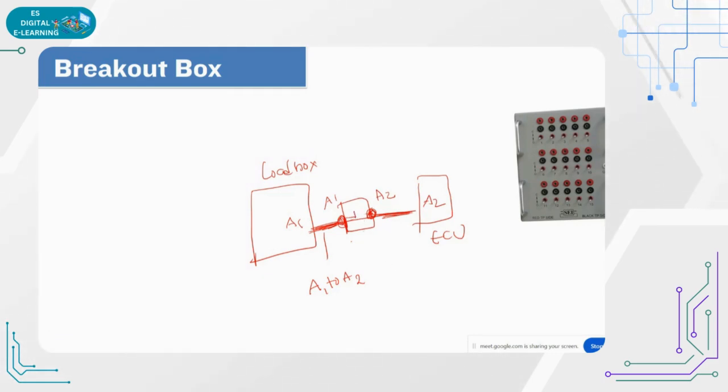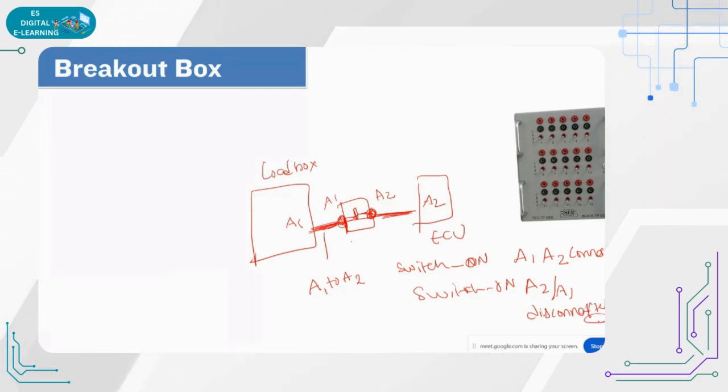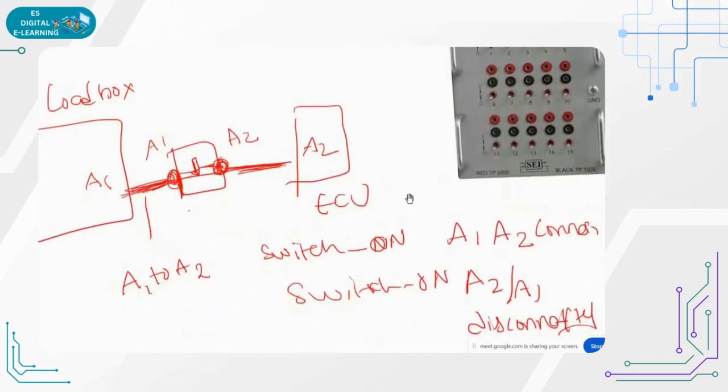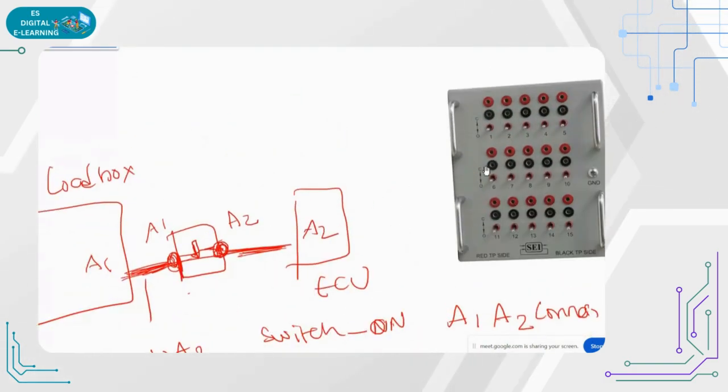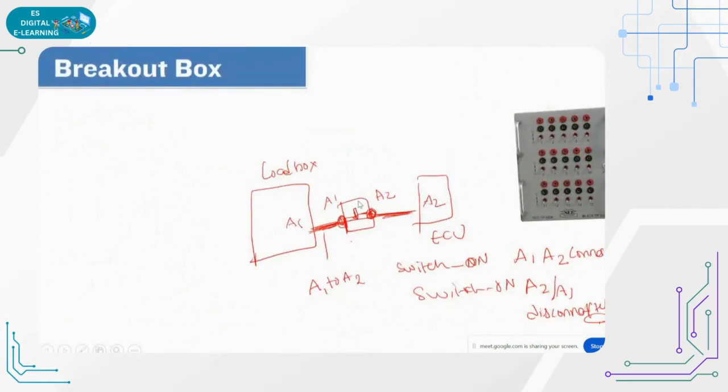Whenever here I have one switch, switch on means A1, A2 connect. Switch off means A1, A2 disconnect. I will give you the notes for all this. Okay, for the HIL testing on this, you just need to listen to what it is. It is an introduction only. So whenever we make the switch on, A1, A2 will be connected and it will go to the ECU. If not, it will be disconnected.